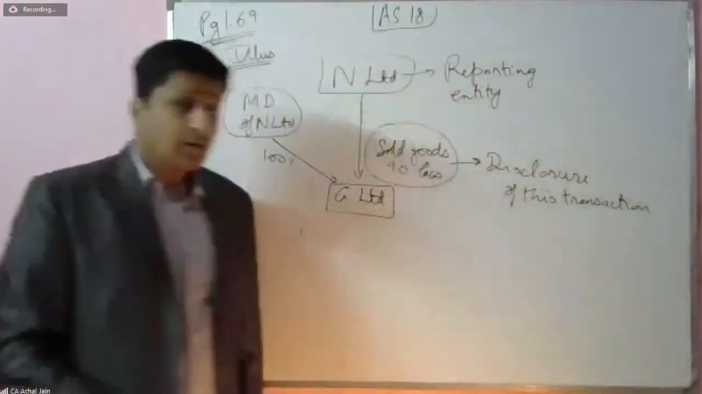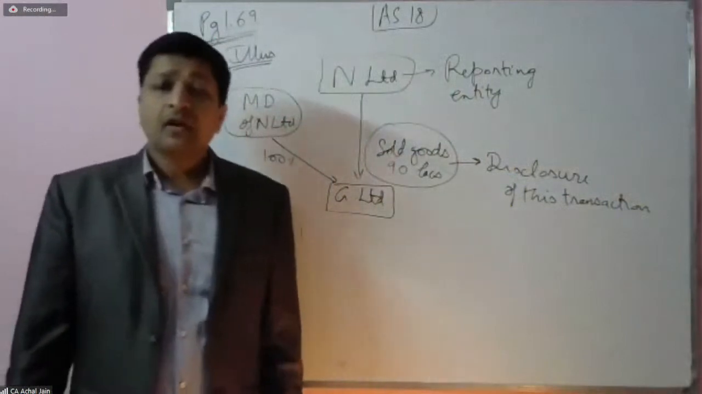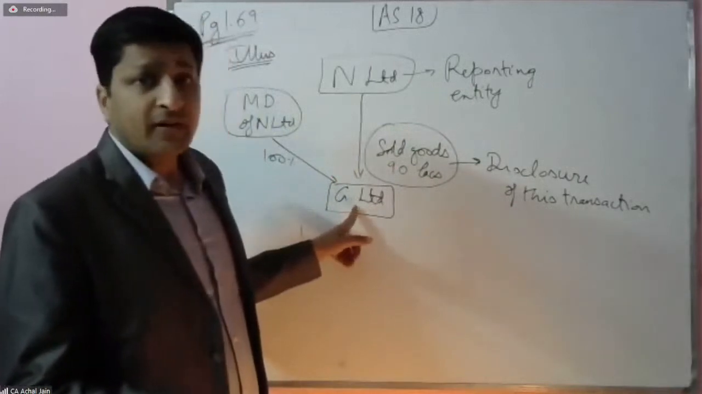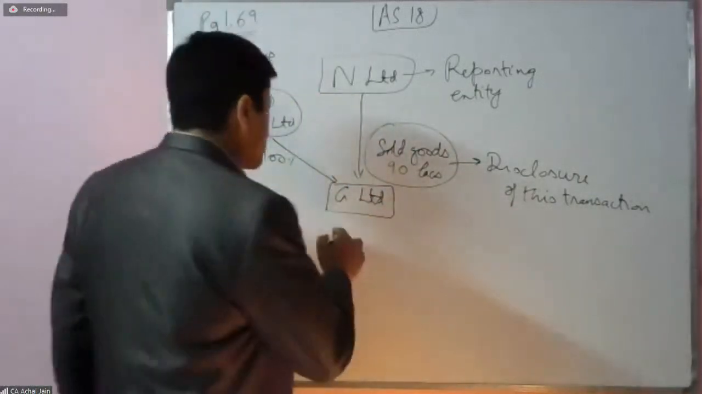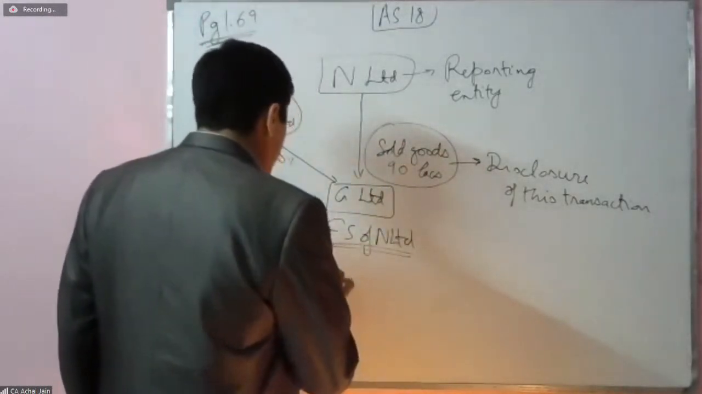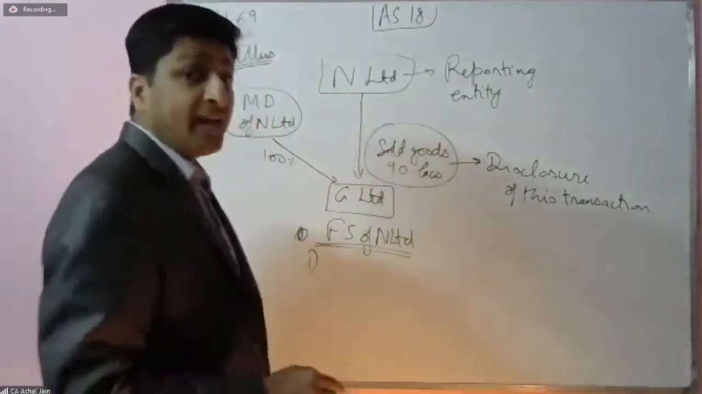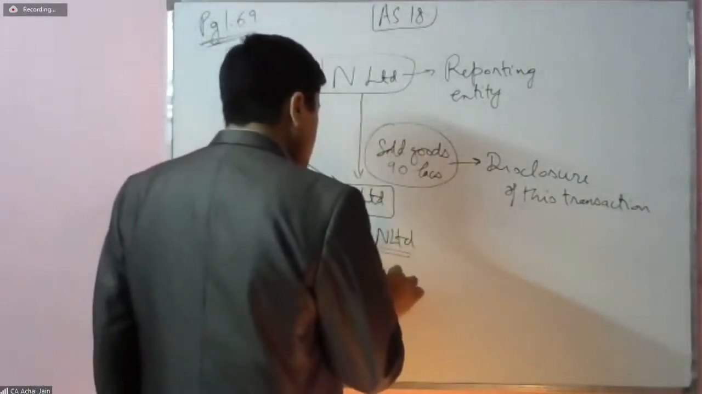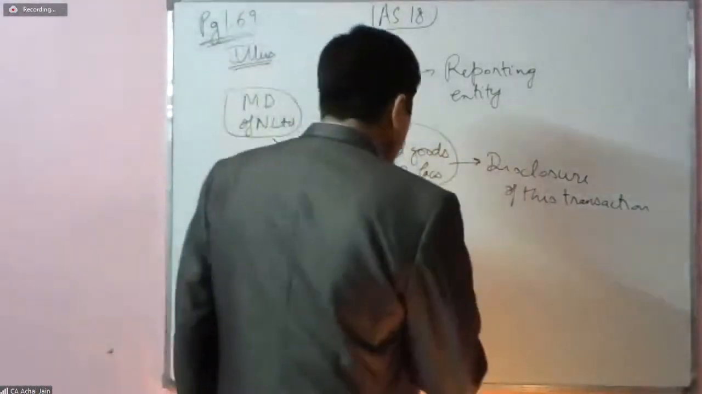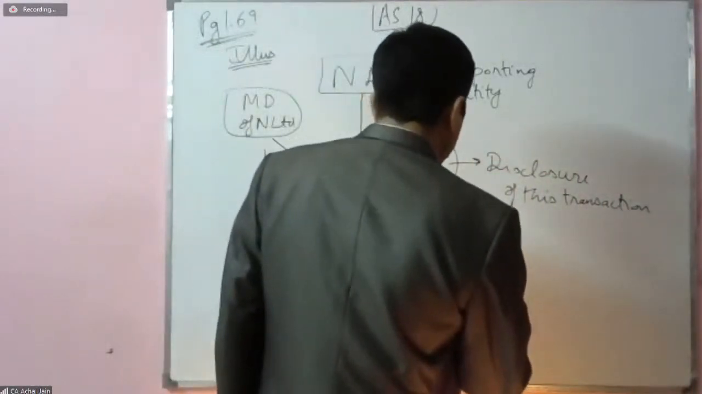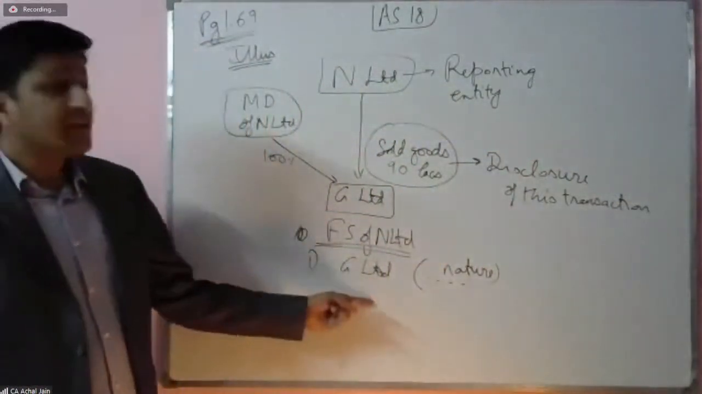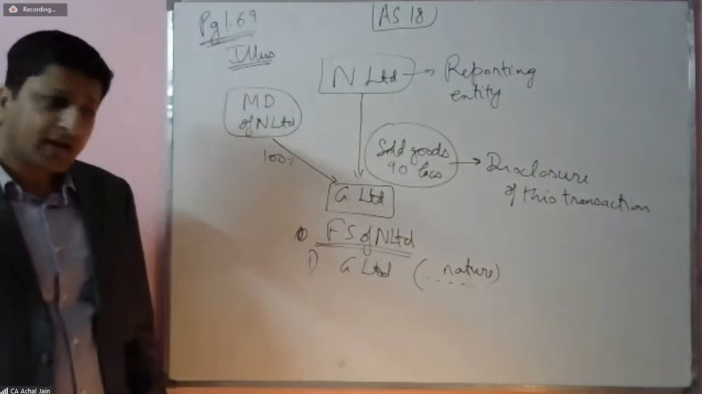So now, in the financial statements of N Limited, what all disclosures will be given? First, name of the related party. So what will N give? Let's suppose if you look at the financial statements of N. So first, it will say G Limited. Name of the related party, G Limited. Nature of the relationship. So in the bracket, it will explain the nature. In case of nature, it will say KMP having significant influence over G Limited. Correct?